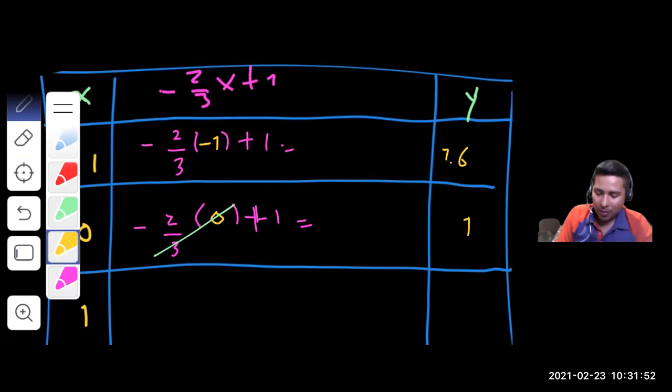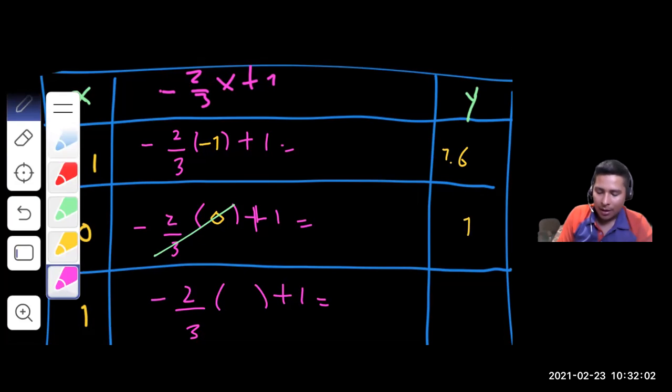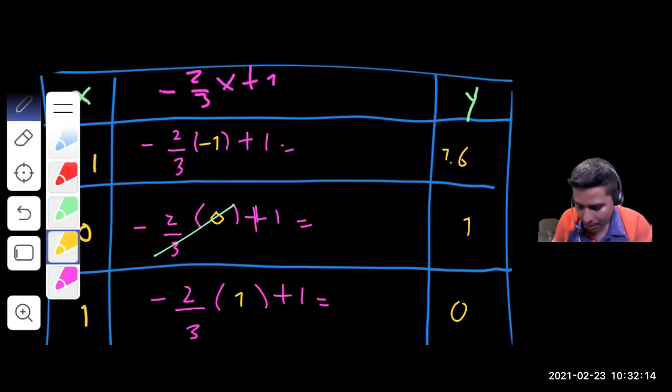Let's go to the last one, which is 1. Let's copy this, negative 2/3 parentheses x plus 1. And what is the value for x in this case? It's going to be 1. And let's get the calculator again. 2 over 3, parentheses, 1, plus 1. 0.3.